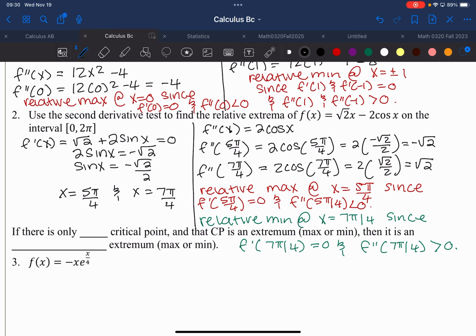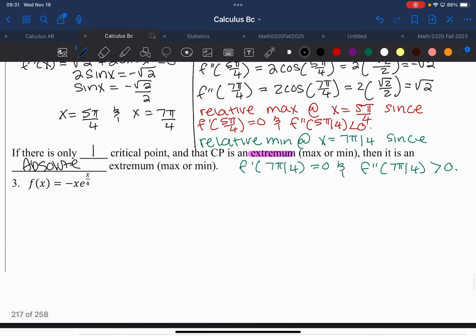The next part says if there is only one critical point, and that critical point is an extremum, okay, which means it's a max or a min, then it is an absolute maximum or minimum. Okay, so if we only have one critical point, that critical point has to be a maximum or a minimum, then we can infer that it's going to be an absolute maximum and minimum, not a relative. So we're going to see that in this next example.